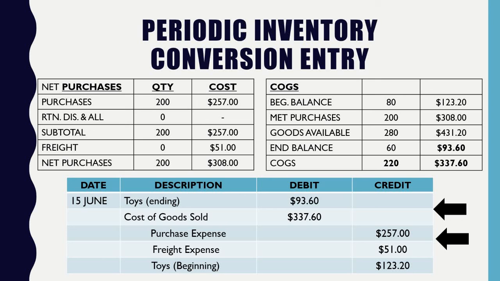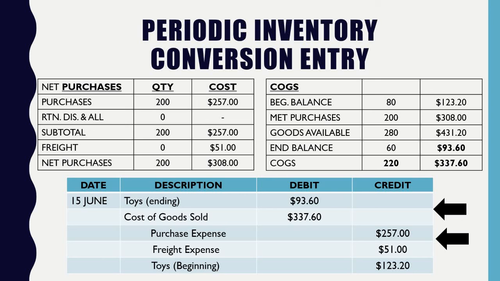My cost of goods sold, which we solved for, was the $220 at the $337.60. That's going to be plugged in right here. Now this is where the credits come in, and it's a little confusing because, again, your purchase expense is only going to reflect the new items that you've purchased. So again here, for the $257.